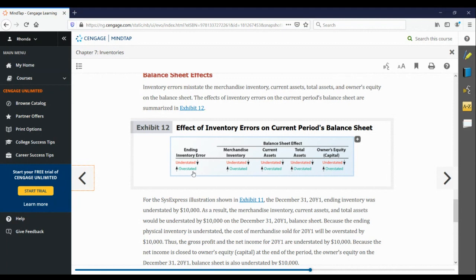If your ending inventory is overstated, then your merchandise inventory on your balance sheet will be overstated, and that will affect your current assets as being overstated. Your total assets will be overstated, and your owner's equity at the end of the period will also be overstated because your net income would have been overstated. And so it's important to understand how errors affect your financial statements.